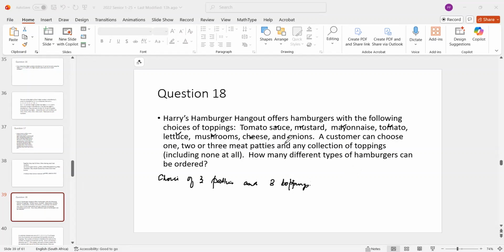All right. Now you can choose any collection of toppings. Now there are 8 of them altogether. And you can choose any collection from the 8 toppings. You could take all 8, you could take none, you could take 5. Right. So how many choices does he have?